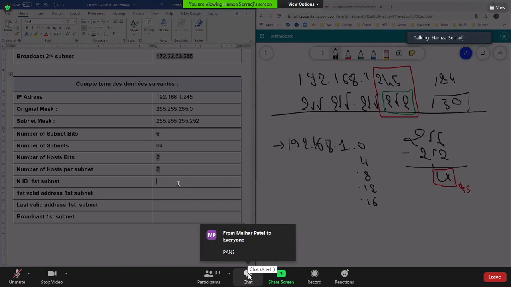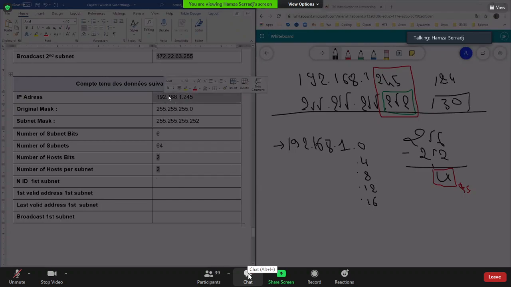PAN? No. Not at all. Private. They are all private, those ones. We are usually talking about private, but it depends on the range that we have here. But this one is private. It's 192.168, right?